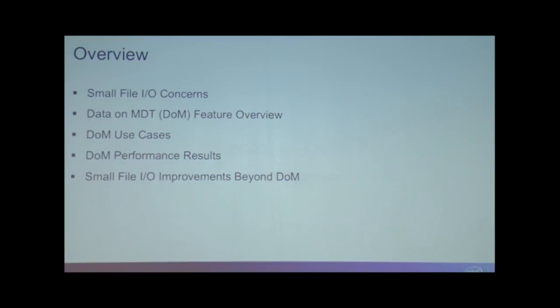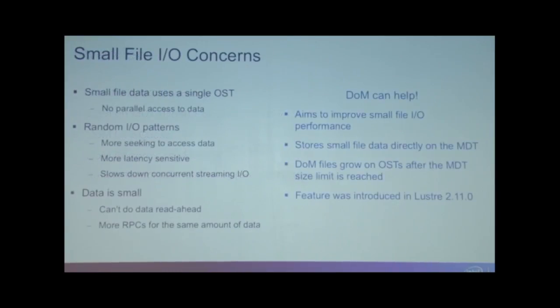And then finally, we have some thoughts outside of Data-on-MDT that we're also investigating early on at this point to improve small file I/O performance. So first, a few concerns. Small files are small, right? So the concerns, some of the areas of improvement, is that a small file residing on a single OST doesn't have parallel access to that data.